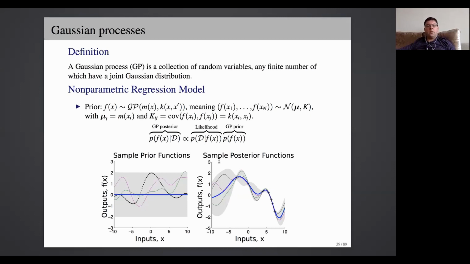So on the left panel here, I have sample functions from a Gaussian process prior. To create this figure, I chose a set of input points, x1 up to xn. I then created my multivariate normal distribution, first by creating this mu vector, by evaluating my mean function at all of these input points. And in this case, my mean function I just chose to be 0. So that's just this solid blue curve here.